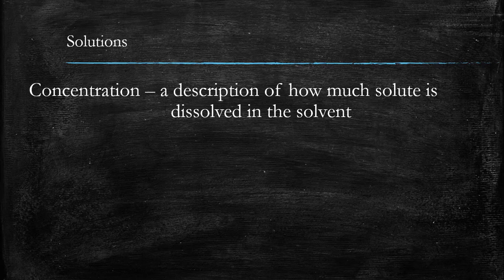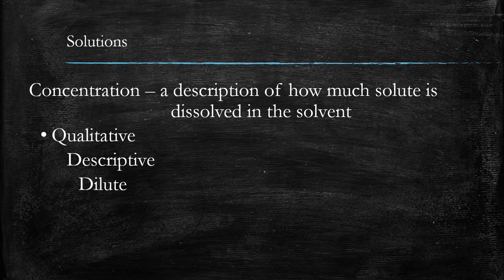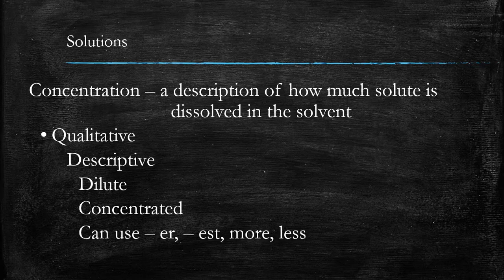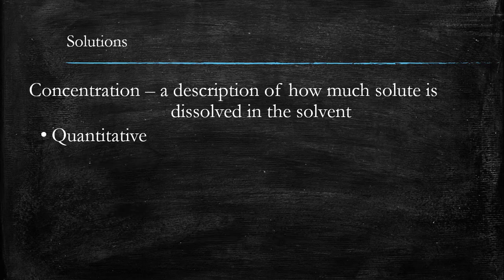Concentration is a description of how much solute is dissolved in the solvent. This can be qualitative, which is descriptive. We can talk about things being more or less dilute, more or less concentrated. We can use the -er and -est suffixes, more or less. And there is quantitative. These are numerical values.